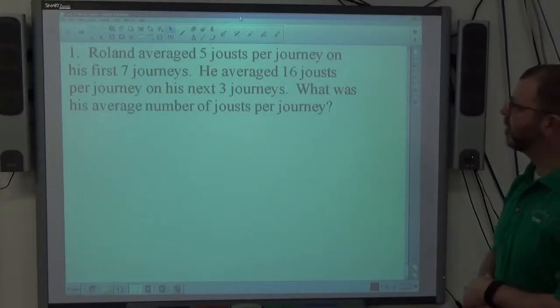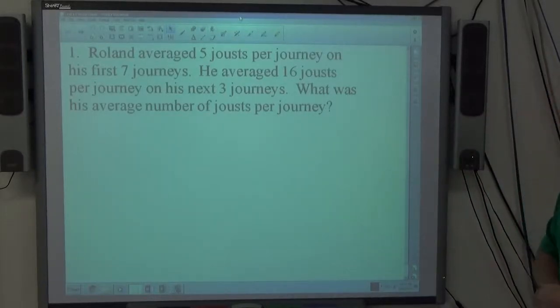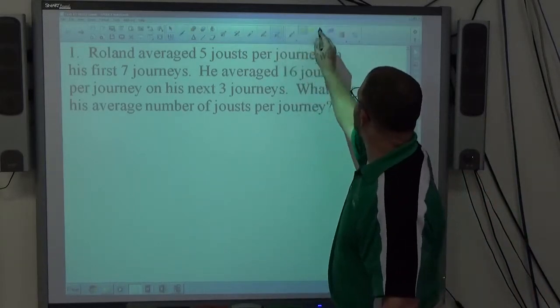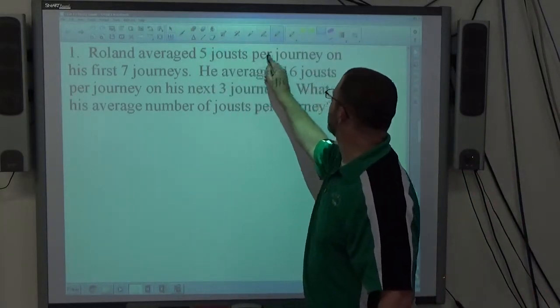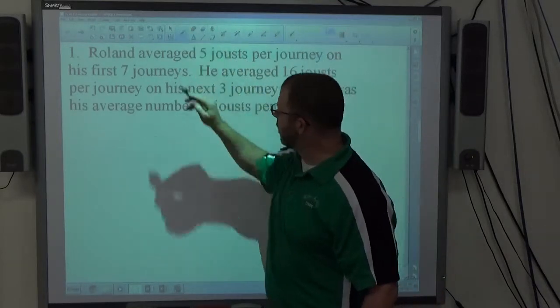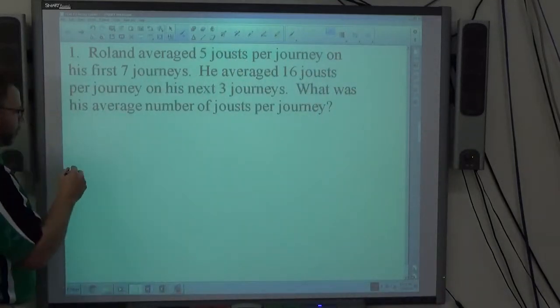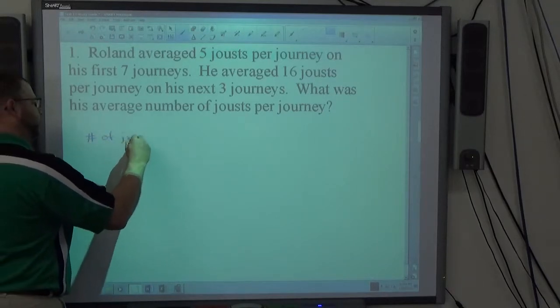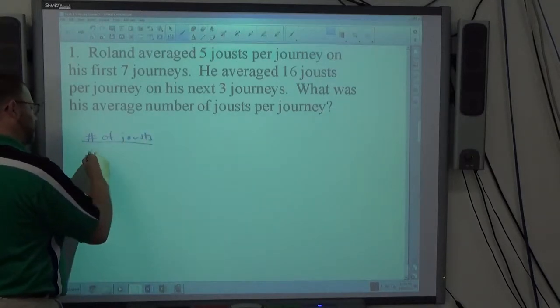Okay, test 17 study guide. Roland averaged 5 jousts per journey on his first 7 journeys. So you just take a look at the way the average is written, 5 jousts per journey. It tells me that what goes on top of our averaging is the number of jousts. And on the bottom is number of journeys.